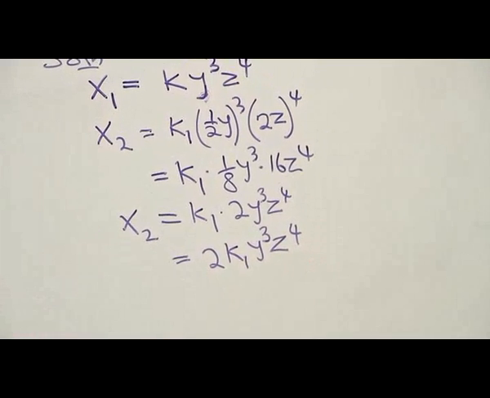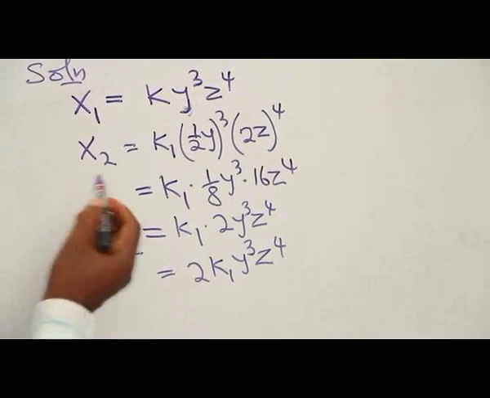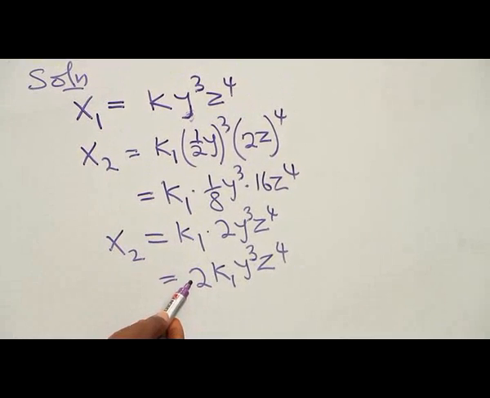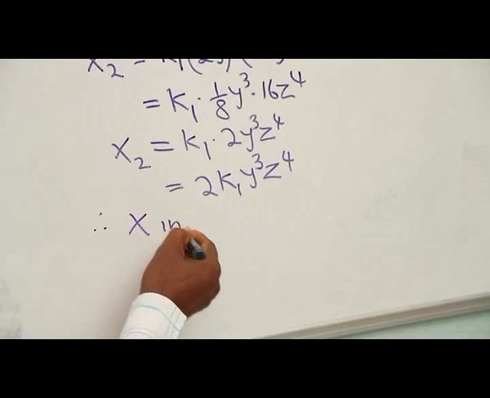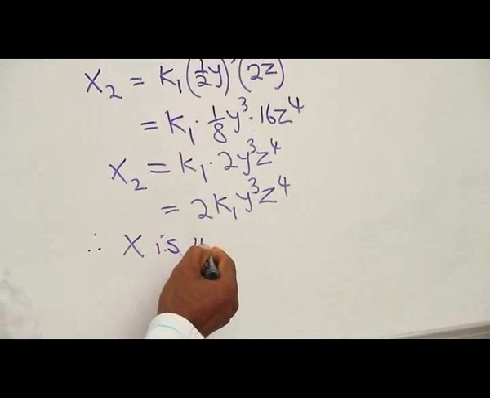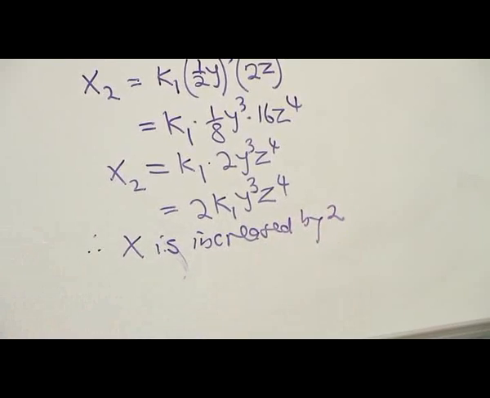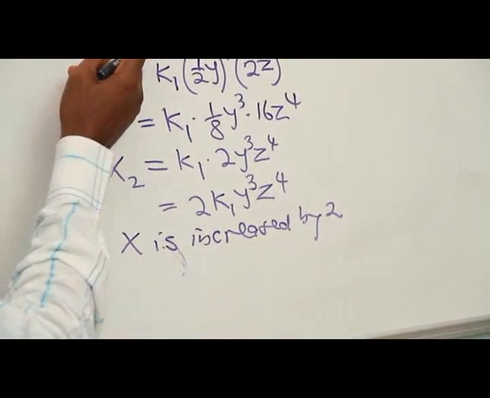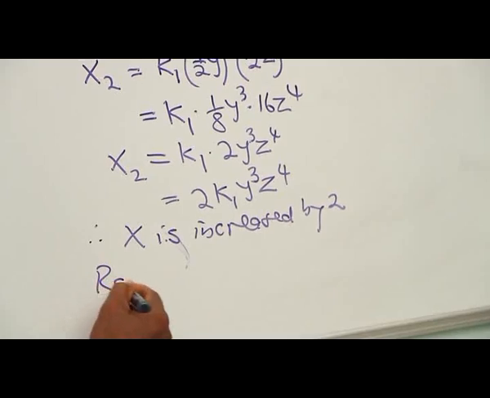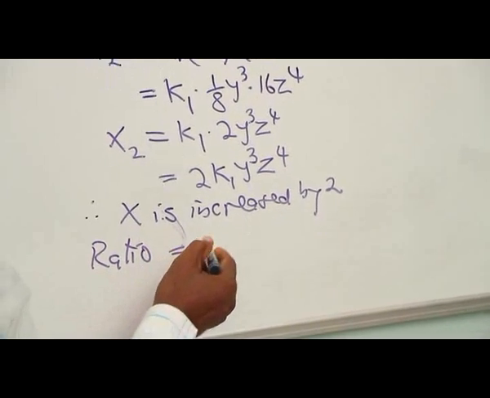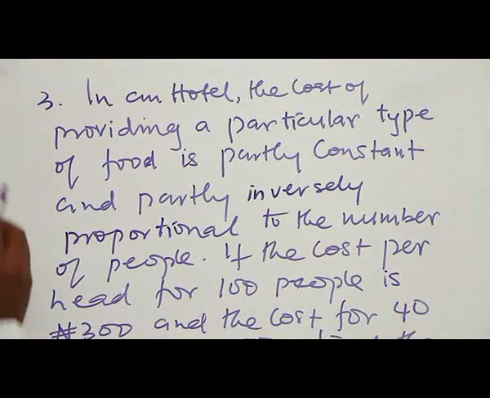If you compare S1 and the final result of S2, you discover that S has been increased, has been doubled. So you now see that S is actually increased by 2. So the former one was this, and this is the later one. Therefore, the ratio of increase is 2 to 1.